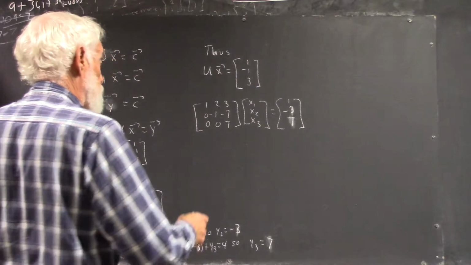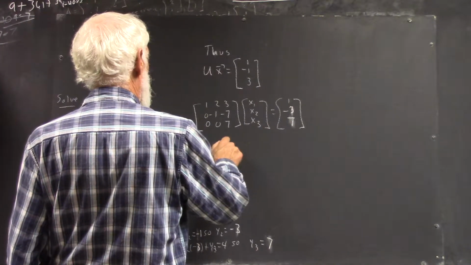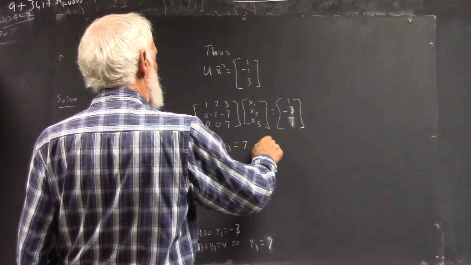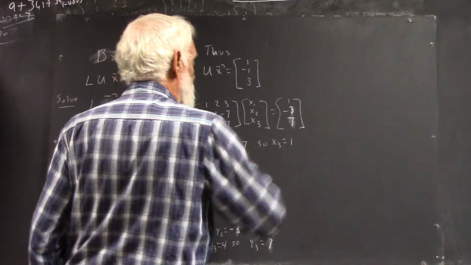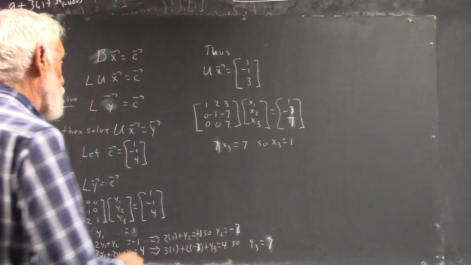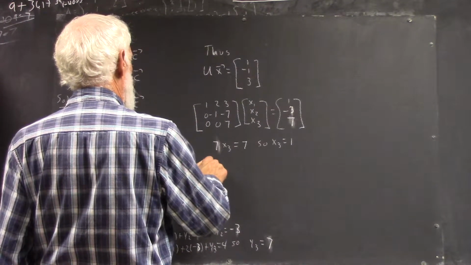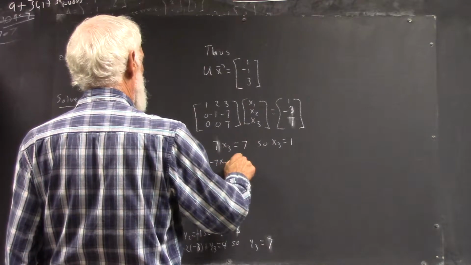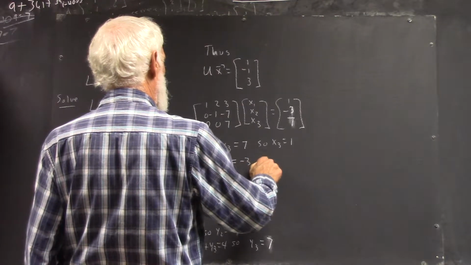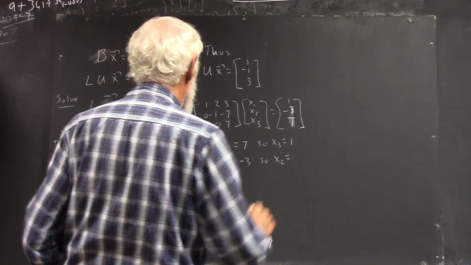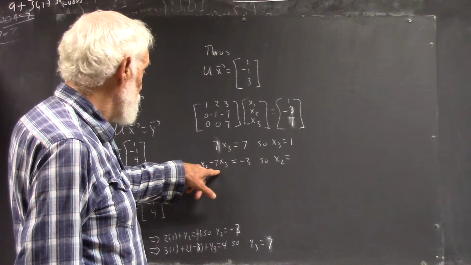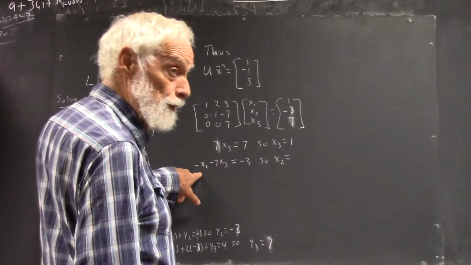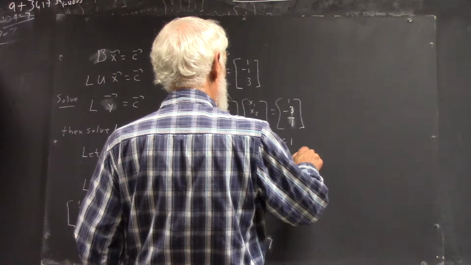So, what do we see? Well, this row says 7x3 equals 7, so x3 equals 1. And then negative x2 minus 7x3 equals negative 3. Well, x3 is 1, so that's a negative 7. So I'm going to have to add 7 to negative 3, which gives me positive 4, but that's negative x2, so x2 should be negative 4.